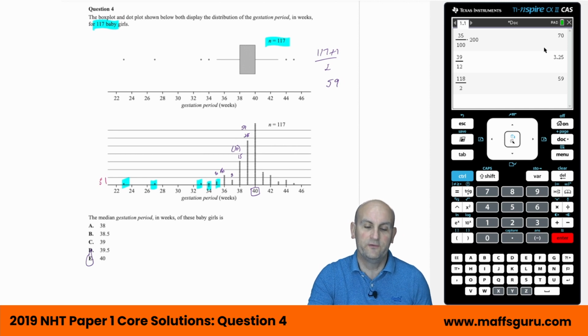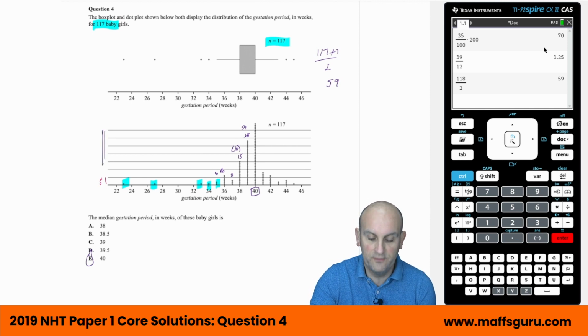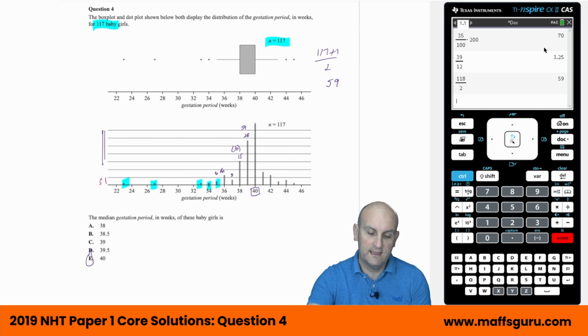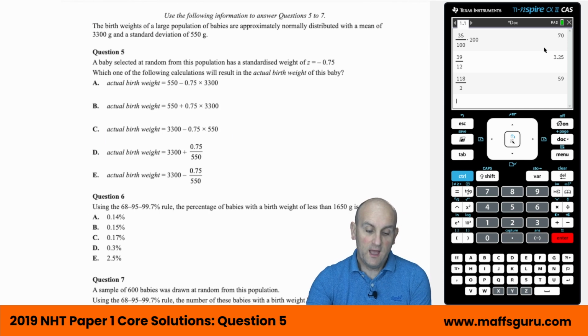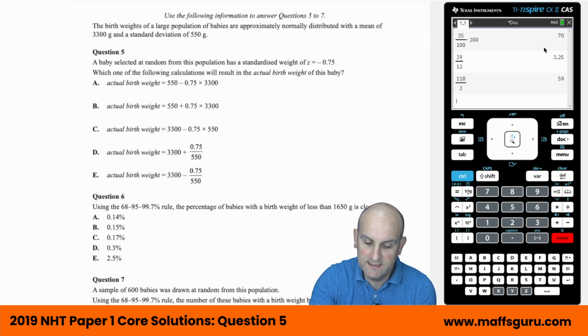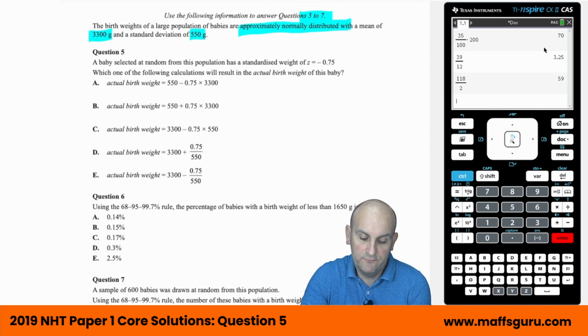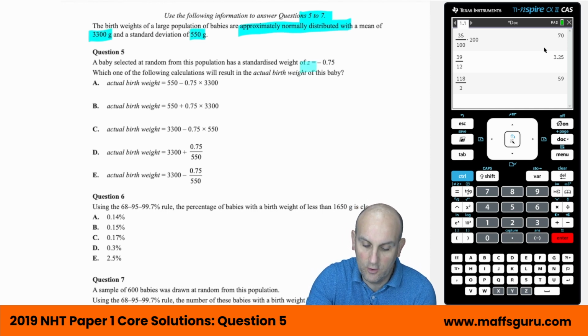So again, the trick there was they didn't actually give you any of these measurements there. You had to go and look and say, well, okay, what does each of those stand for by counting the dots. And question number 5, the birth weight. Right, so basically this information is going to relate to questions 5 to 7. A baby selected at random from this population has a standardized weight of Z score.